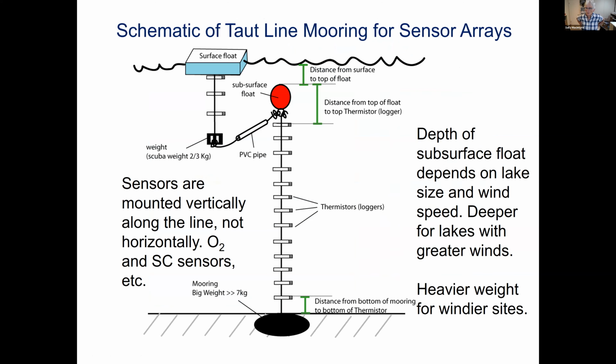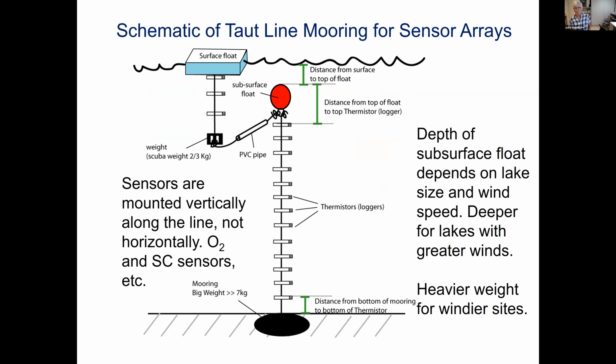And also, for instance, I put in a schematic of our taut line mooring design. First off, of course, we don't have thermistors horizontal. They're really vertical. The artist just thought it was easy to put them horizontal, but they're all vertical. And of course, we don't only have thermistors, we do have the oxygen and the specific conductivity sensors. But we use the taut line array, so there's a weight at the bottom, and then it goes up to a buoy that holds everything tight. That's why it's called a taut line array.